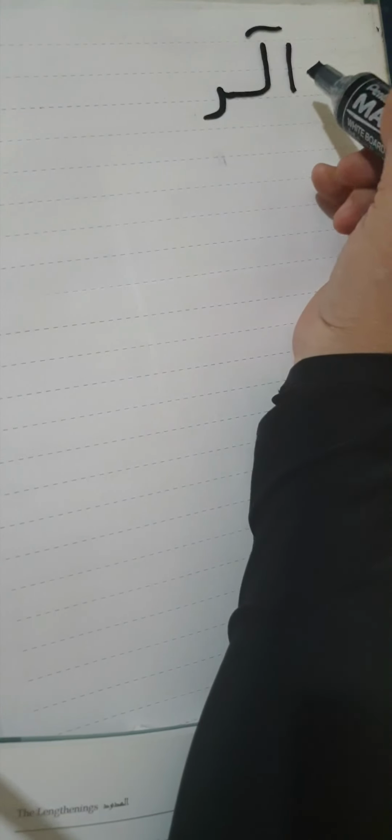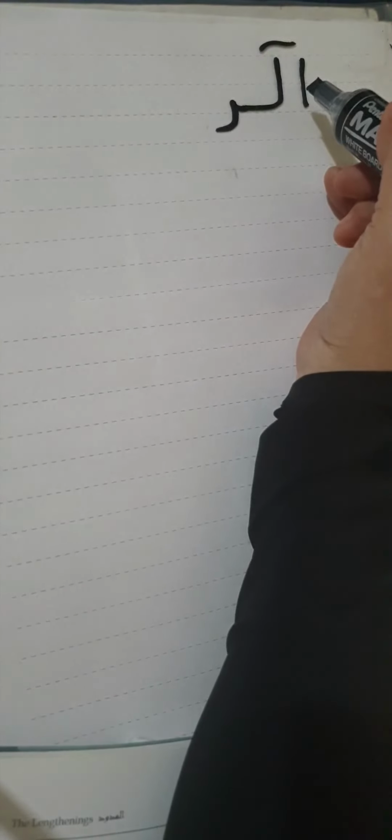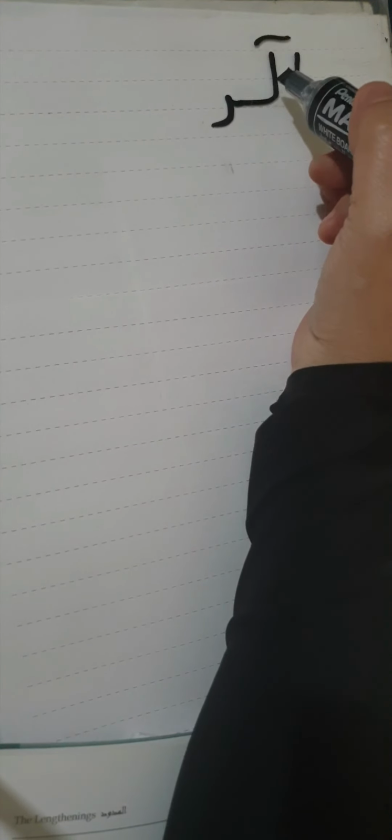And then the ra. Okay, the ra. So there is a mad here. It consists of 3 letters, and the lam will be with the mad. It has 6 counts long, and the ra has 2 counts long. And if you're going to write them as a word, it will be like this.